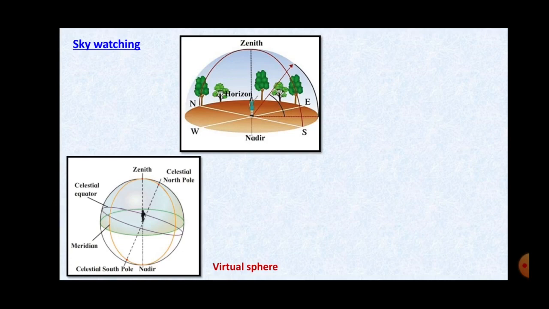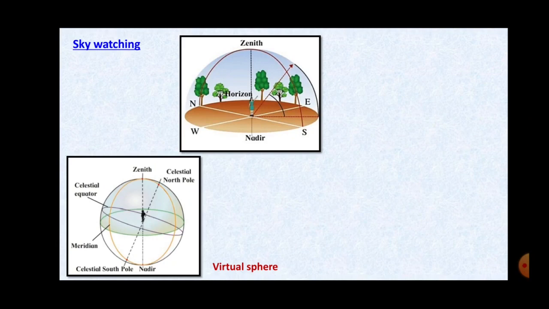As you can see in the lower picture, if we extend the axis of the earth in north and south direction, we get the celestial North Pole and the celestial South Pole. Then what is meridian? Now, meridian is actually a great circle which passes through both the celestial poles, and the observer's zenith and nadir is called a meridian.